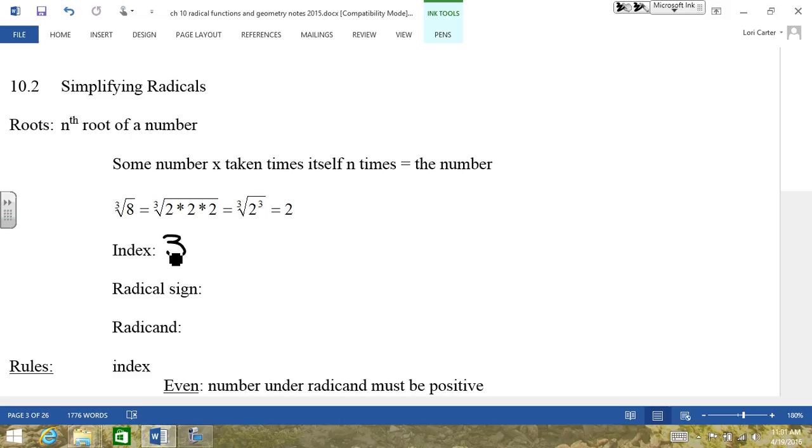You always call it a square root, but is it always a square root? No. When is it a square root? When it doesn't have a number. And when it doesn't have a number, what's the index assumed to be? 2. The radicand is the number underneath. So the radicand for this one is 8.